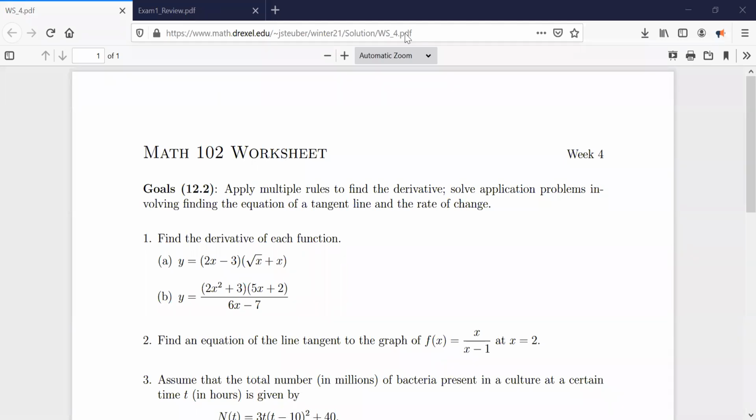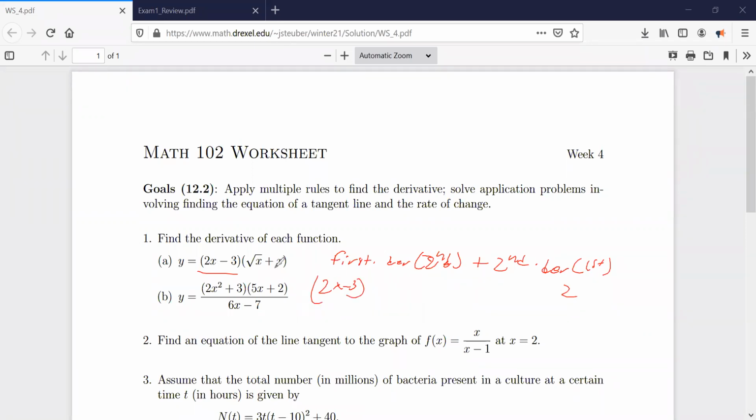So find the derivative of each function. So what rule am I going to use here? Product. Yes, exactly. So product rule is first times derivative of second plus second times derivative of first. So the first right here is 2x minus 3. Its derivative is going to be just 2.